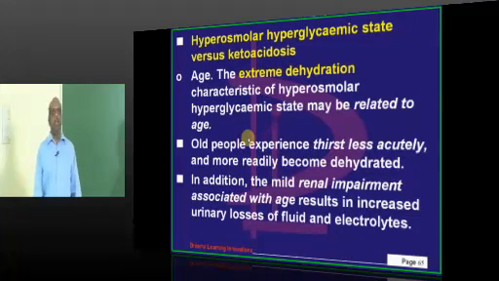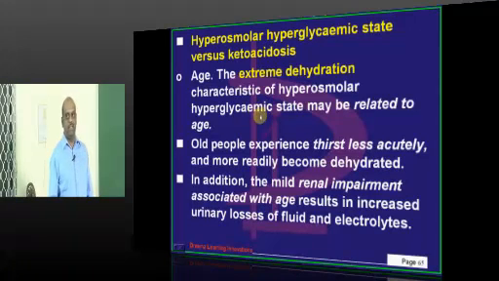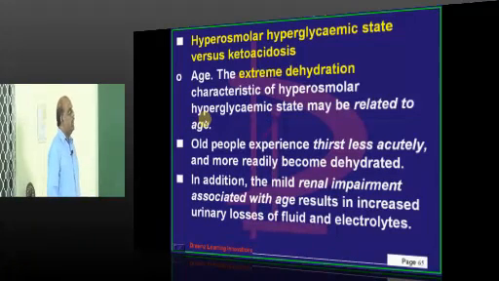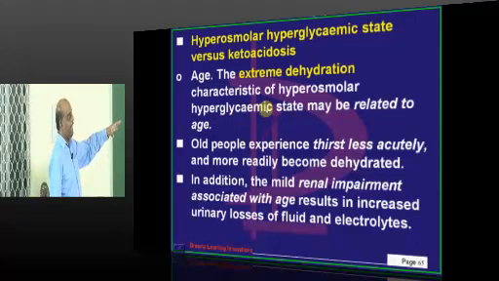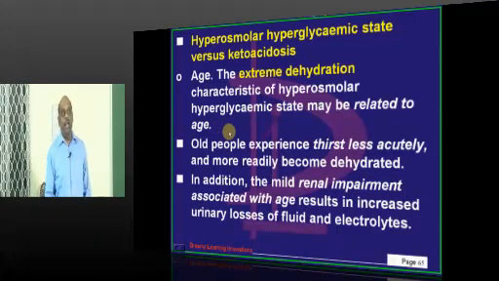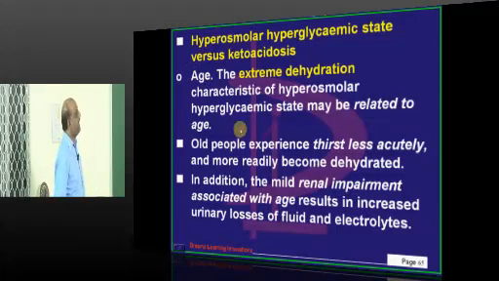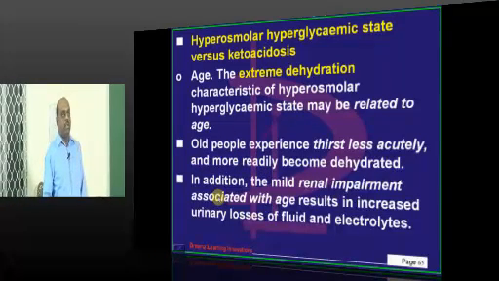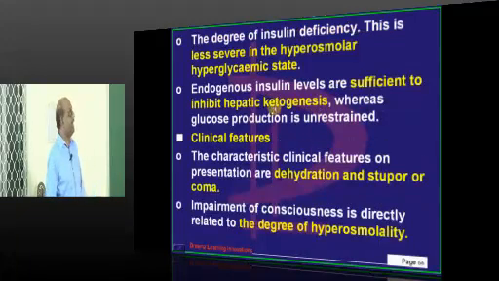Now, if you look at hyperosmolar hyperglycemic state versus ketoacidosis, extreme dehydration is the characteristic feature of this hyperosmolar hyperglycemic state. And the older the person, the greater the chance of landing up in a hyperosmolar hyperglycemic state. If there is a mild renal impairment associated with age, that is more likely to worsen the fluid and electrolyte disturbances and precipitate a hyperosmolar hyperglycemic state.